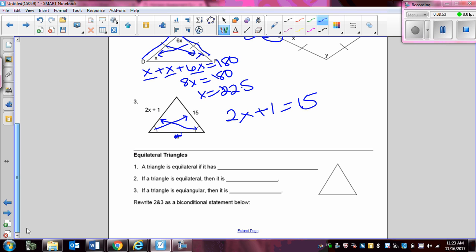Remember, an equilateral triangle has equal sides. Equilateral means all the sides are equal, and all of the angles will be equal also. And a triangle is equilateral if it has 3 equal sides. If a triangle is equilateral, then it is equiangular. If it is equiangular, then it is equilateral. Make it a biconditional.